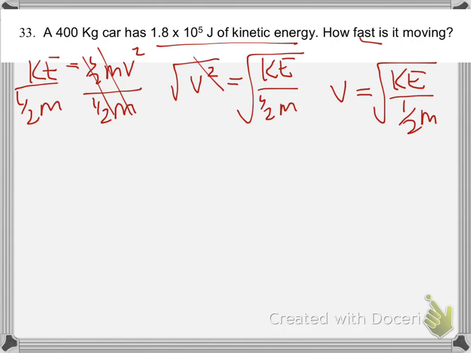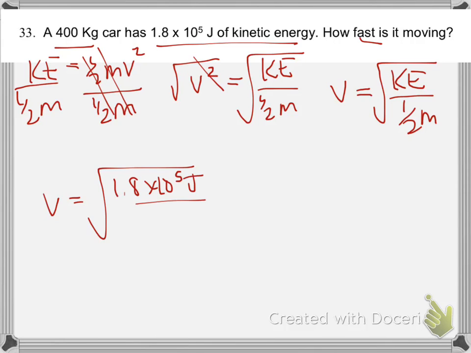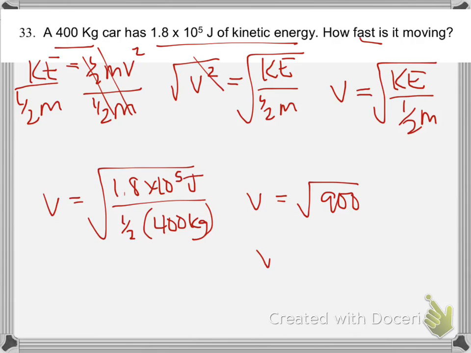We have our kinetic energy, we have our mass, so we can plug in. So we have v equals the square root of our 1.8 times 10 to the 5th joules divided by half of our 400 kilograms. And when we calculate this, we will end up with v equaling the square root of 900. And when we take the square root of 900, we will get 30 meters per second as our answer.